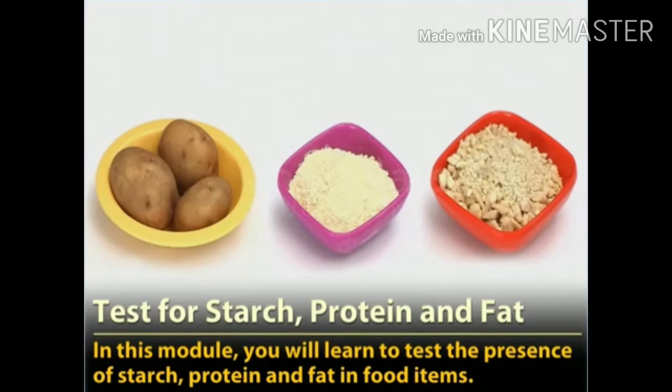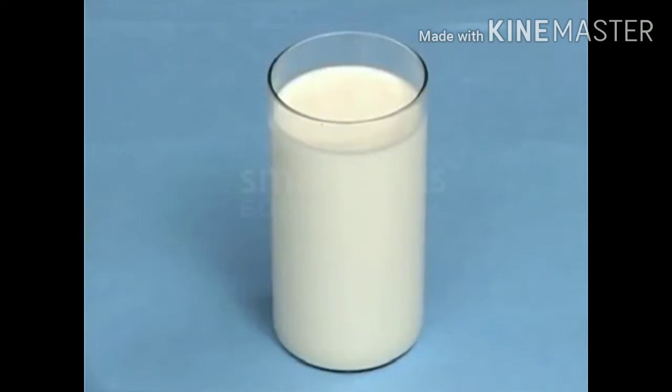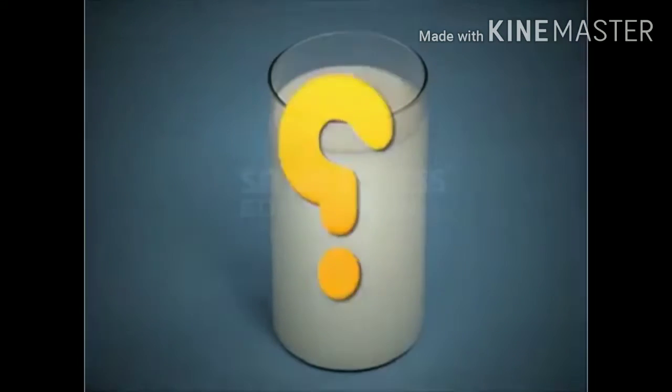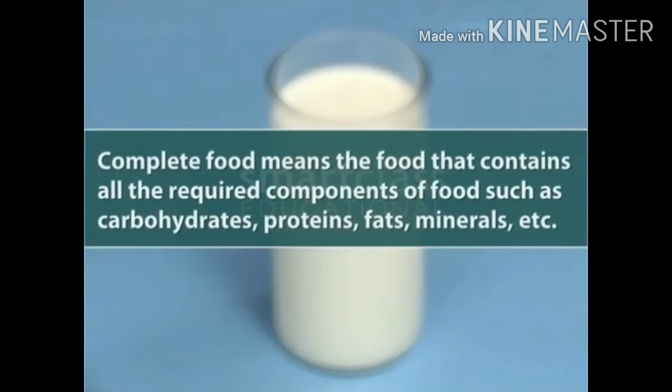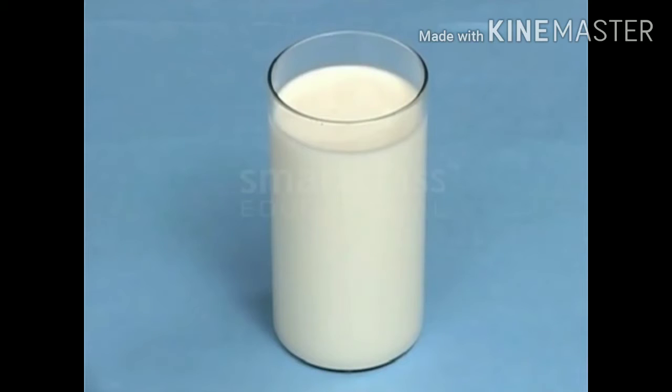One should have milk in his diet because it is a complete food. But what is meant by complete food? Complete food means the food that contains all the required components of food such as carbohydrates, proteins, fats, minerals, etc. Milk contains almost all of these required components, so it is a complete food.